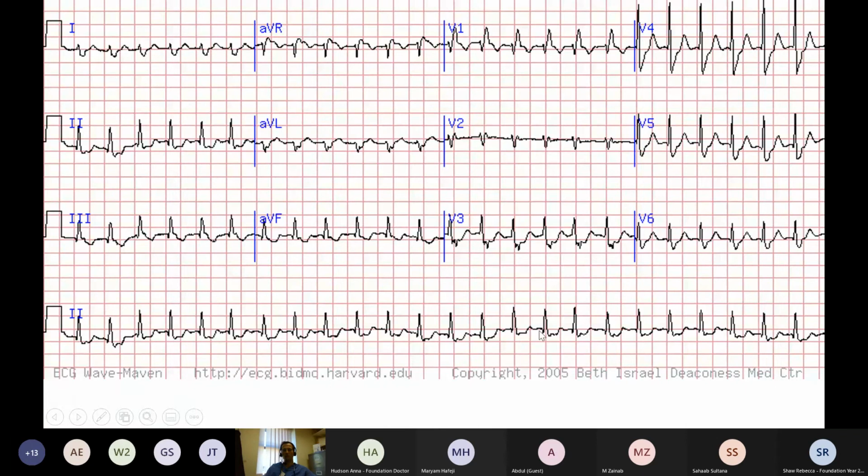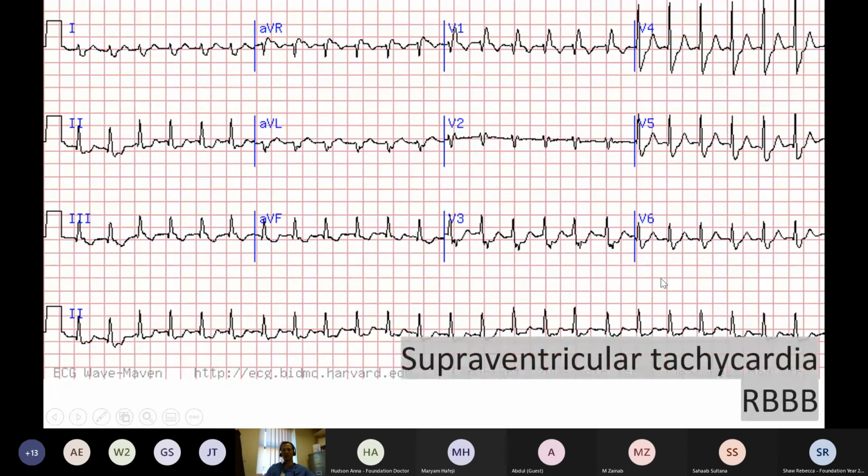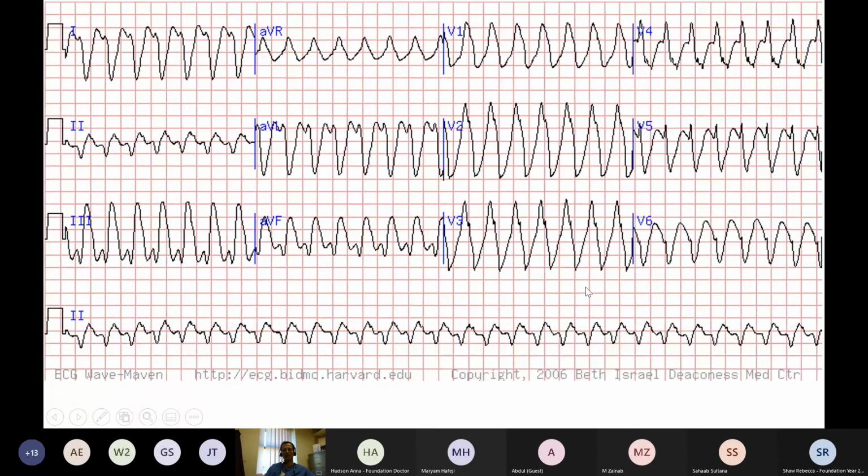It's regular. We don't know if this is a VT or an SVT with aberrancy, but it could be an SVT with aberrancy, and that's what it turned out to be. But this could also have been VT. There's nothing that tells us that this is definitely not VT. So we could give some adenosine there to confirm the diagnosis. What about this one?